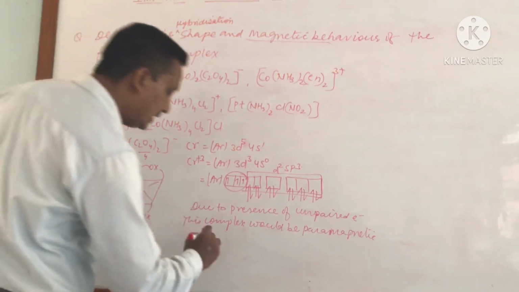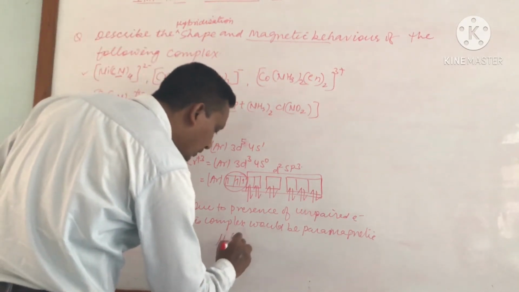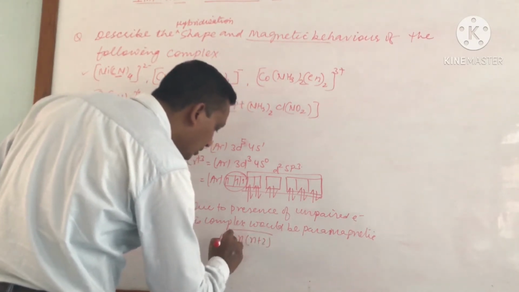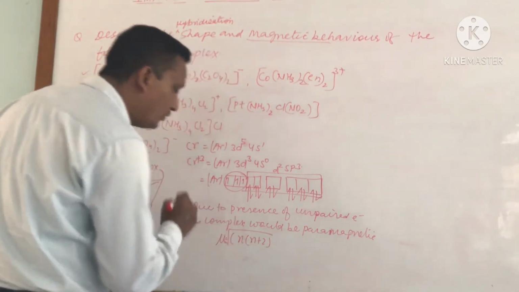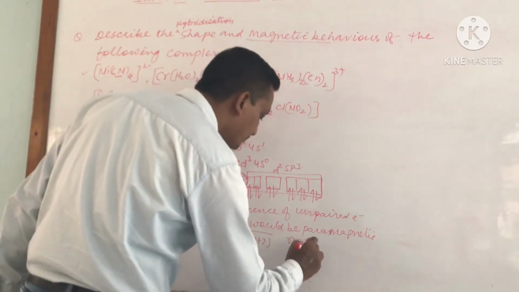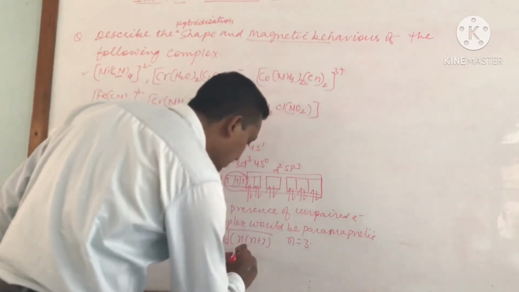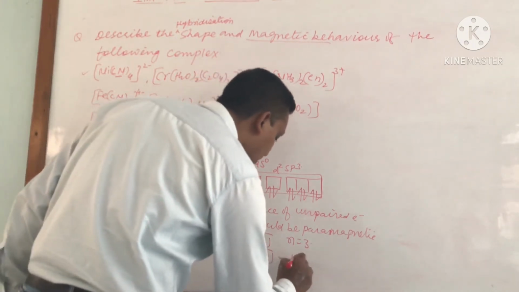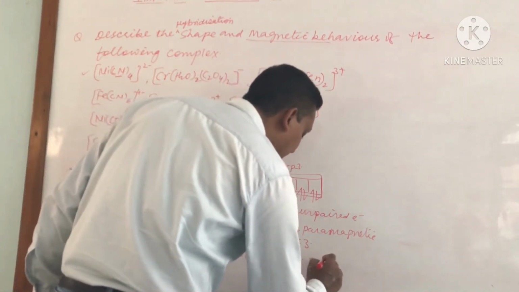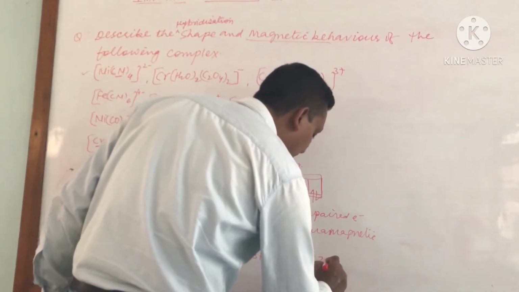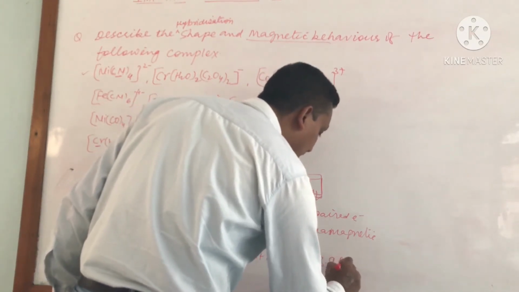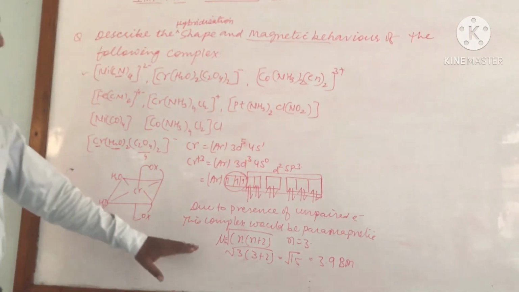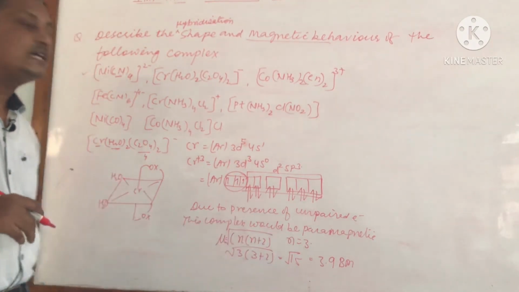Okay, and the magnetic moment value can be calculated, mu equals under root n into n plus 2. So the value of n would be 3, so we can calculate under root 3 into 3 plus 2, that means under root 15. That means we can say it would be around 3.9 BM, Bohr magneton. So the value of magnetic moment can be calculated like this.